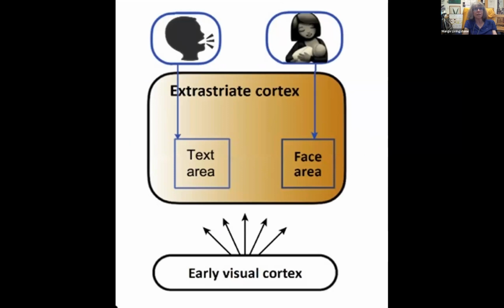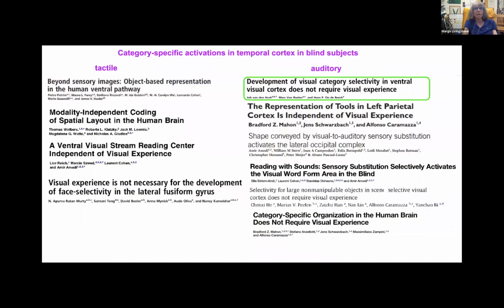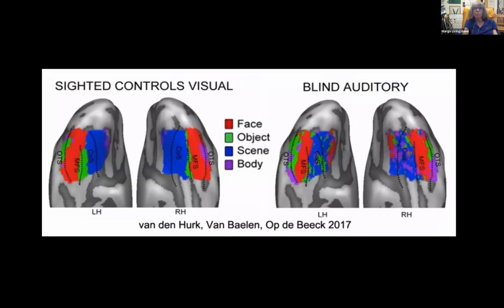So now I'm not taking somebody else's stuff, I'm fiddling with it. So the proposal is that language areas selectively feed back to drive text selectivity in the visual word form area, and social areas feed back to drive face responsiveness in the face area. This study reports that sounds associated with either faces, objects, body parts, or scenes activate the same gradient of categories as images do in sighted subjects.